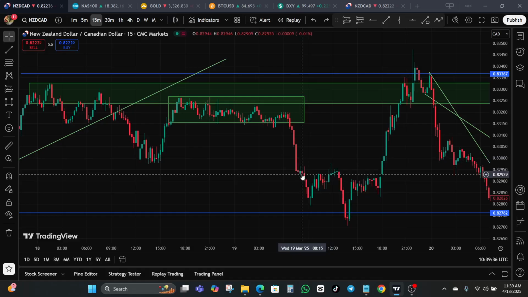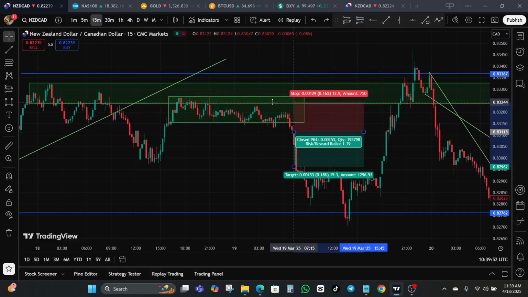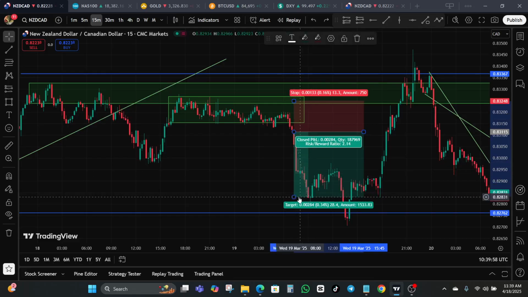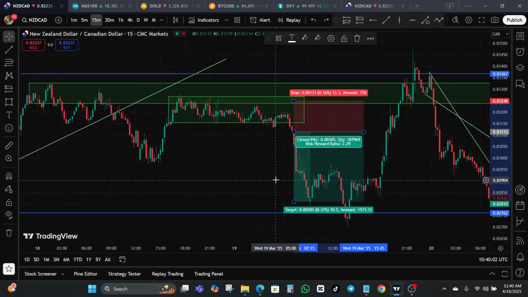Then ensure that you always have a good risk to reward ratio. Define your risk to reward before entering a trade. Your risk to reward can be 1:2, 1:3, depending on market structure. Make sure that your targets are realistic. Always use stop losses and take profits. Very important. Your stop loss can be above the recent swing high for a sell trade, or below the recent swing low for a buy trade.